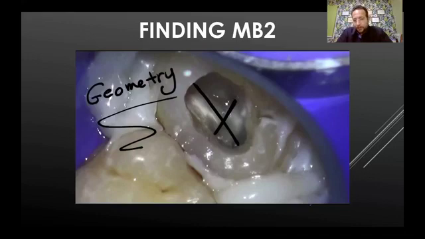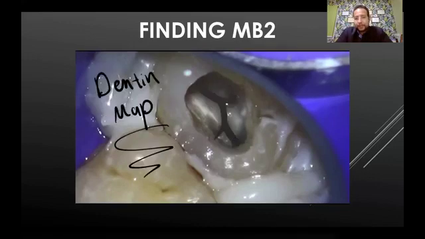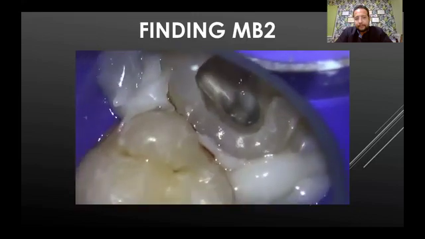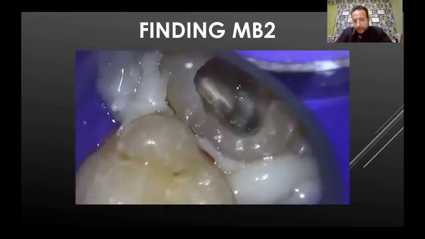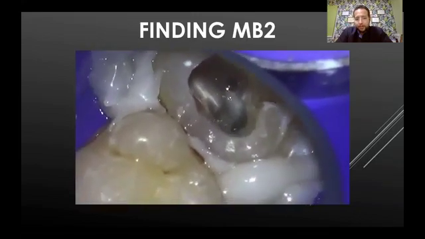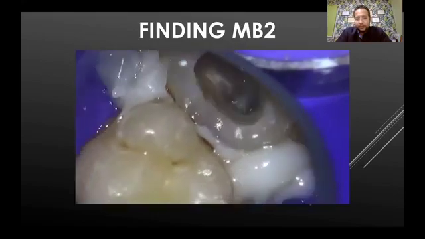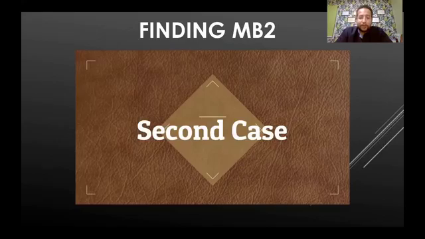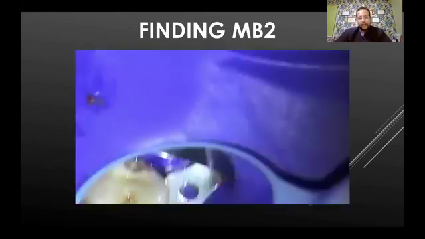Look at the geometry here. Look at the dentine map. Exactly as we expected. Look, the dentine map is very obvious here. After you wash with a lot of sodium hypochlorite and remove most of the pulp tissue, the dentine map will be more obvious here. Let's see the second case.